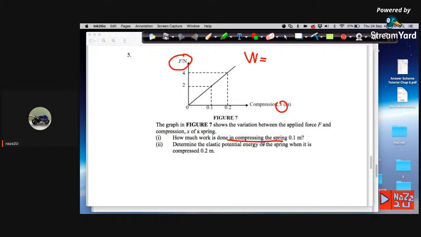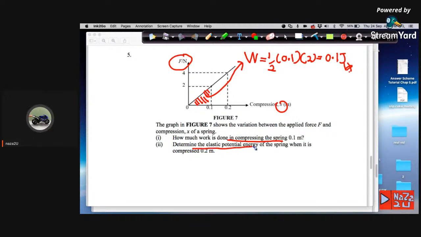So compressed spring 0.1. So graph F versus X, or F versus S. Okay, this is the distance X. So you can find the area under the graph here. We have a triangle here, so we have a half times 0.1 times the height, which is 2. So we have 0.1 joule. Right. Okay. So number 2.